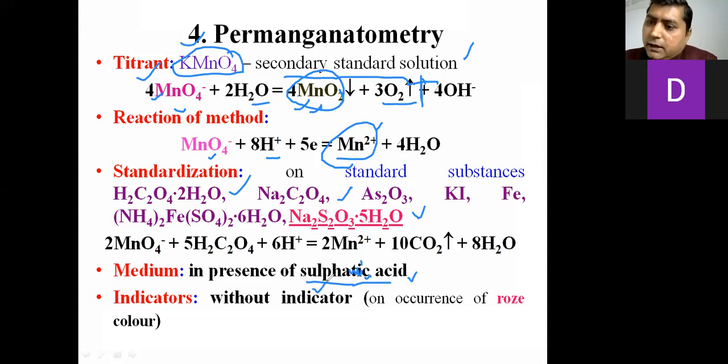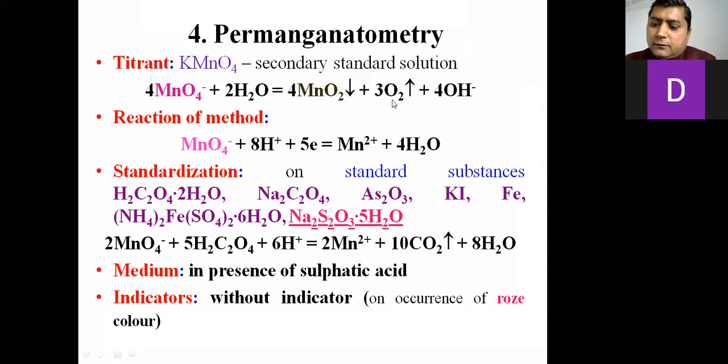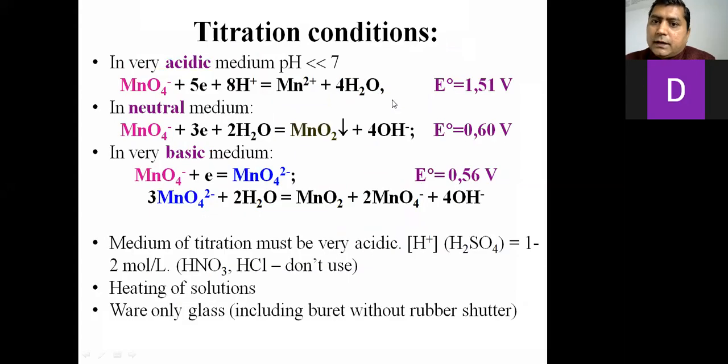As for the indicator, we can proceed without one, because potassium permanganate itself acts as a self indicator. Its color changes when Mn+7 is converted into Mn+2. So it acts as a self indicator, and this type of oxidation reduction titration is known as permanganometry titration. This is another class of oxidation reduction titrations.